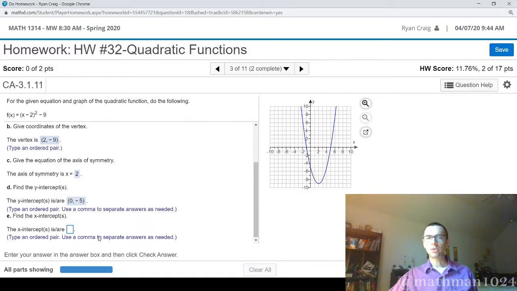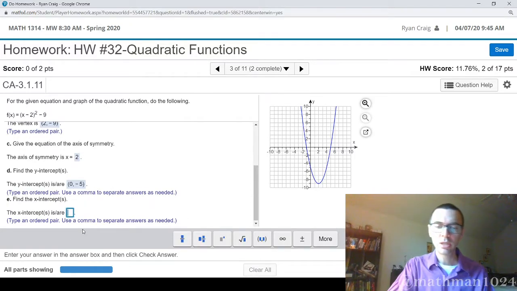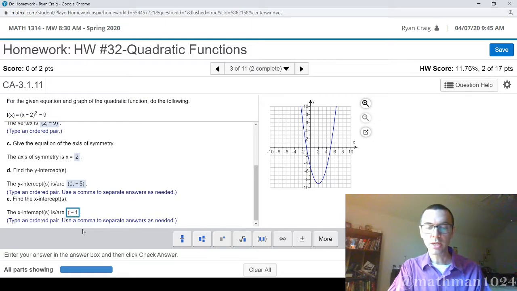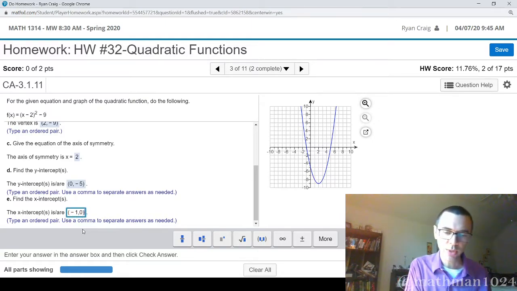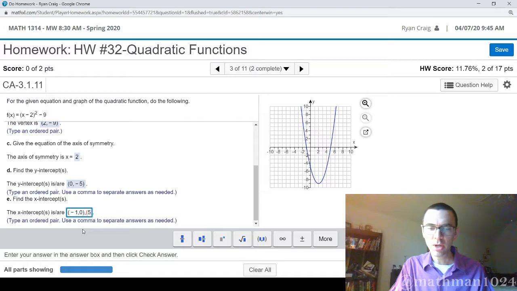The x-intercepts. We can see that we are intersecting right here at negative 1 and at positive 5. Now we have two x-intercepts, so we need to say negative 1, comma 0. So that's the first x-intercept. Then we press comma to separate our two answers. And the other one, from the picture, we see it's 5, 0.